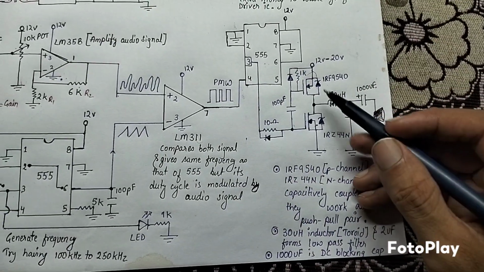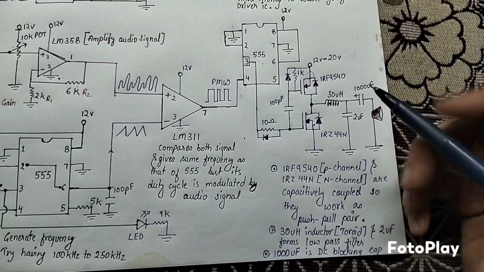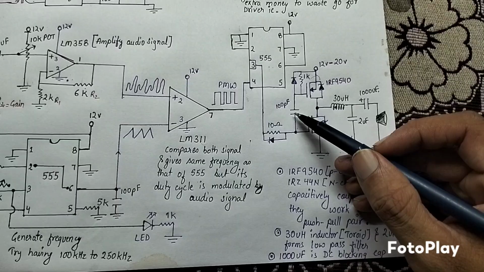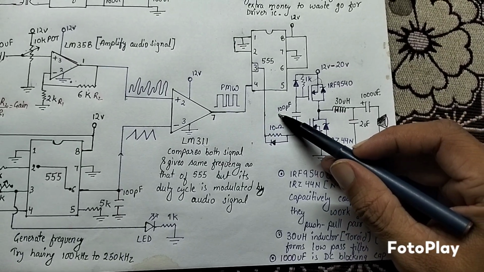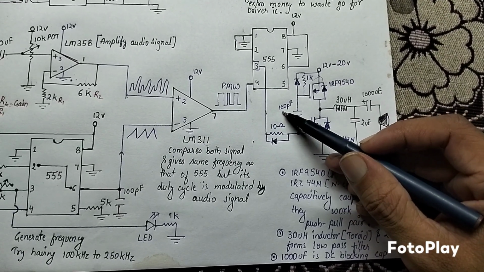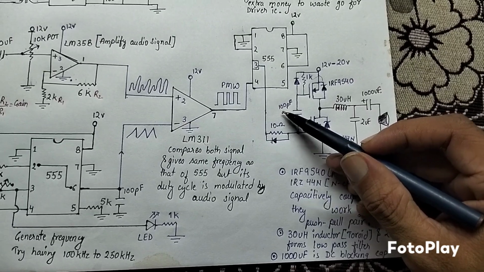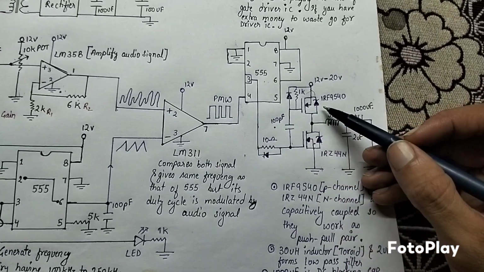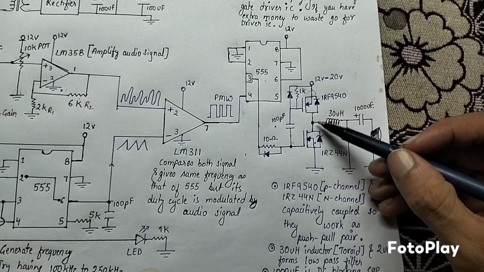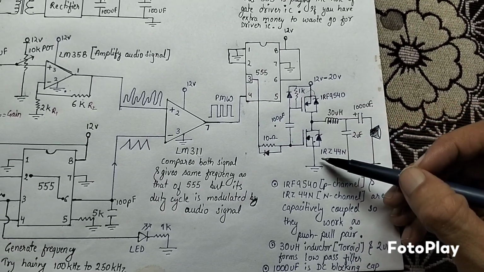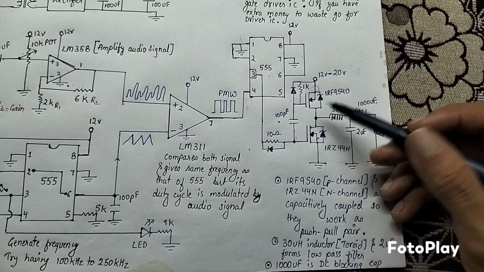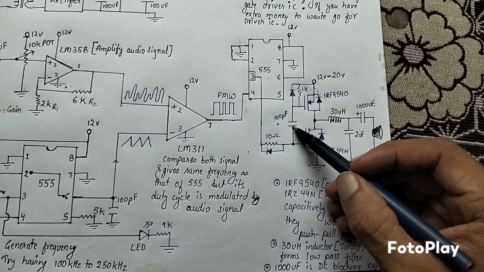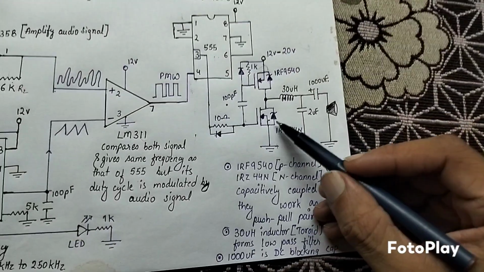Then here we have two MOSFETs, one P channel and the other N channel. The gates of these MOSFETs are capacitively coupled by this 100 picofarad capacitor. Mind you, you can go up to 20 nanofarad, but don't go above that, otherwise you will see shoot through, where both of these MOSFETs turn on at the same time and a huge current passes through them, and they will heat up and die. So you can go lower in this value, but don't go higher than 20 nanofarad.